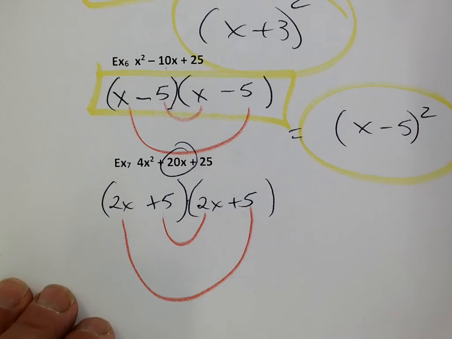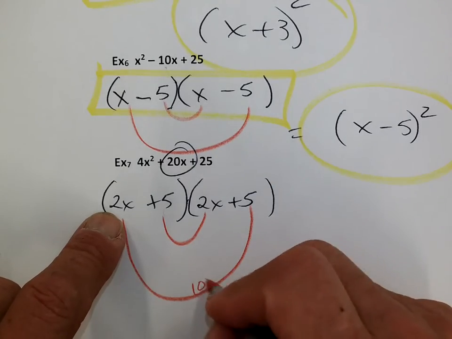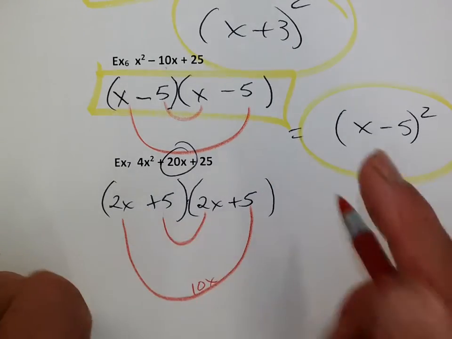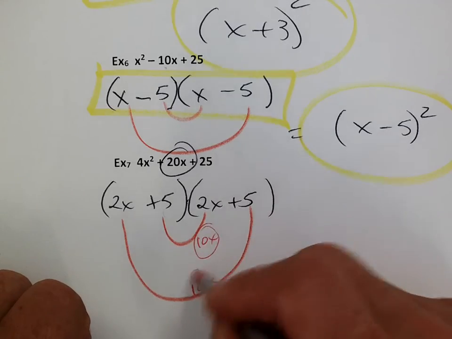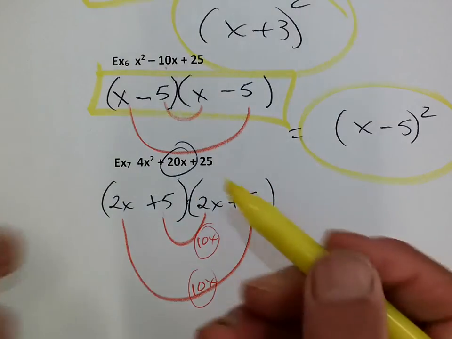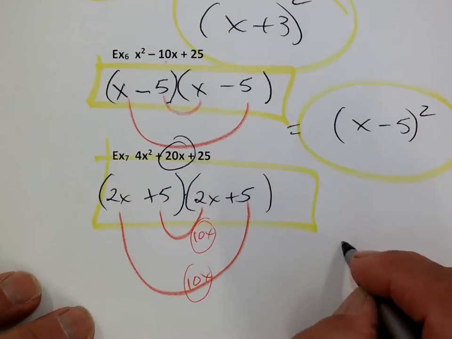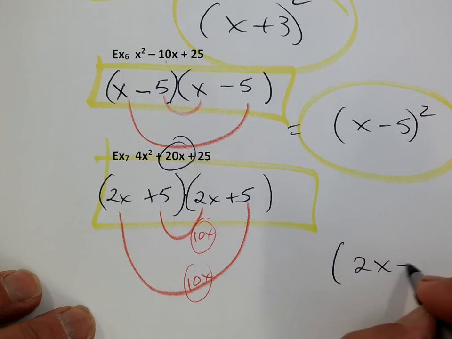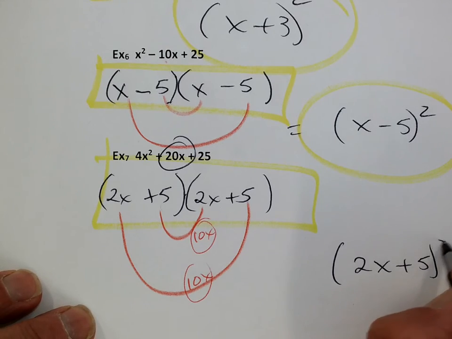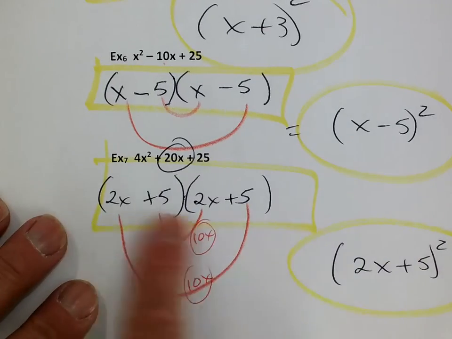So let's double check. Let's see where that double smiley takes me. 2x times 5 is a 10x. 5 times 2x is a 10x. If I add them together, sure enough, I get a 20x, which is my middle term. So that is definitely the answer. Or if I want to get fancy and rewrite it in a fancy way, I can write it as 2x plus 5 quantity squared. That's just another way to write it. I'll take either form. Okay?